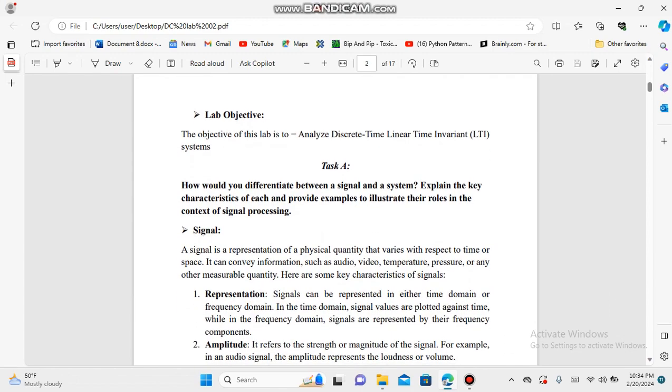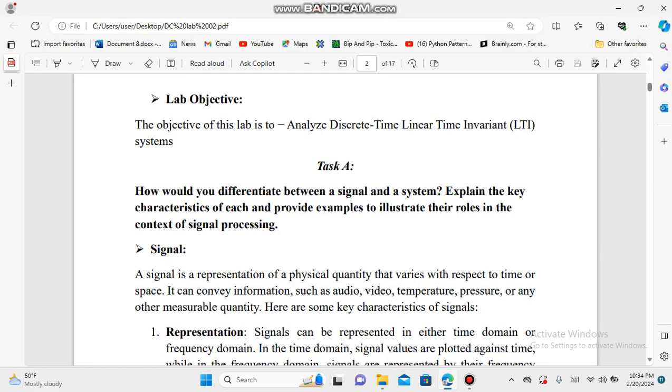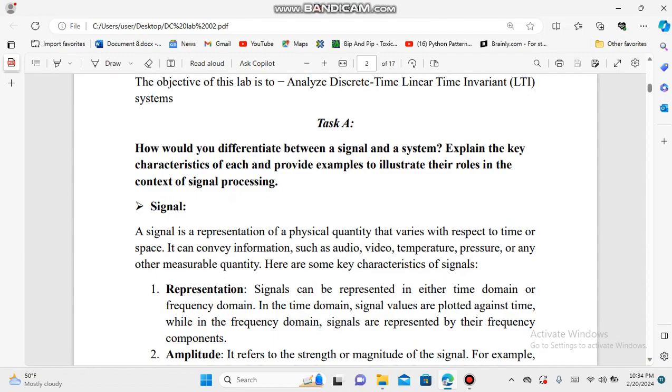So moving towards our task number 1. Task A: How would you differentiate between the signal and system? Explain the key characteristics of each and provide examples to illustrate their role in the context of signal processing. So in this question we have to differentiate between the signal and the system.